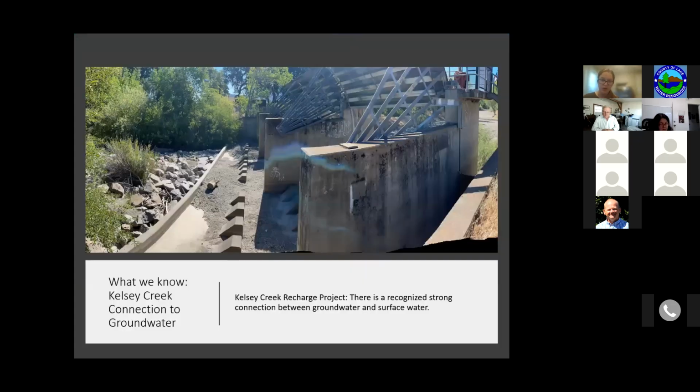Then just moving on, Kelsey Creek. Again, we do know that there is this connection between groundwater and surface water, and that is exemplified really well at the Kelsey Creek detention structure. Here the gravel is very coarse. It allows for great recharge. And when you put those gates down, shown in this picture, the stream bed fills up and you get additional enhanced recharge into the aquifer. So that is what we have on Kelsey Creek. I'll just pause here for any questions before moving on to Adobe Creek.